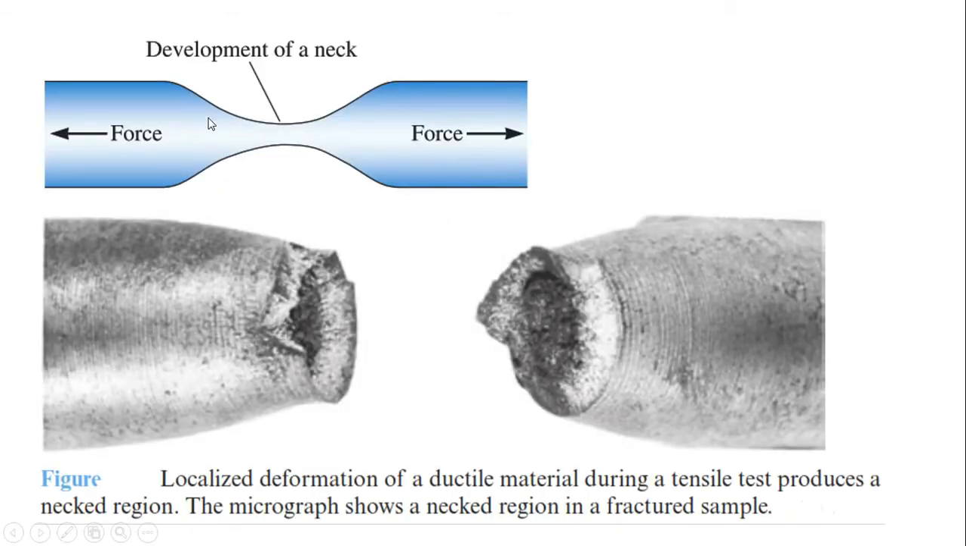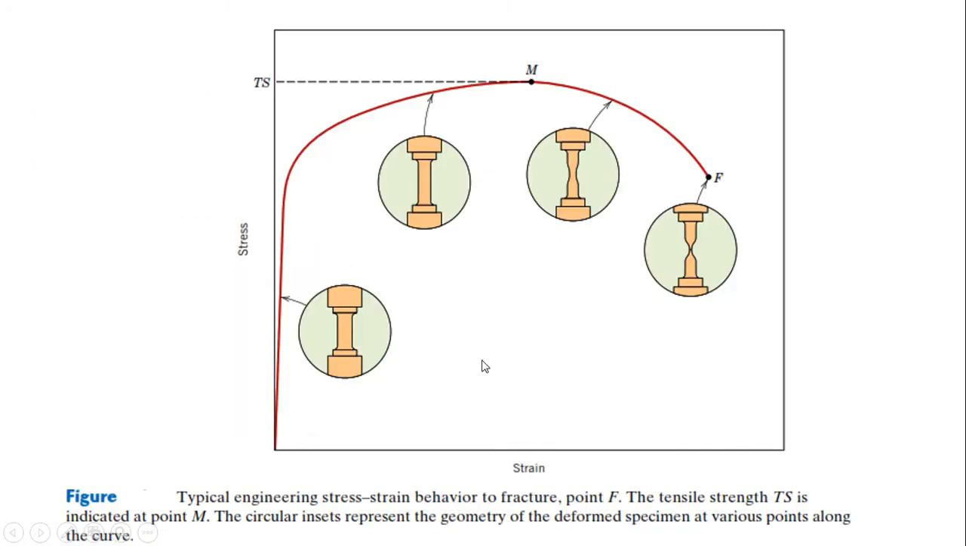So this is the development of neck. When tensile force is applied, there will be neck formation somewhere in the gauge length, and once the ultimate stress value is reached, then it will go to the breaking stress limit and it will break. So it will break in the form of a fracture. You can see the fracture image in this. So this is how it happens.